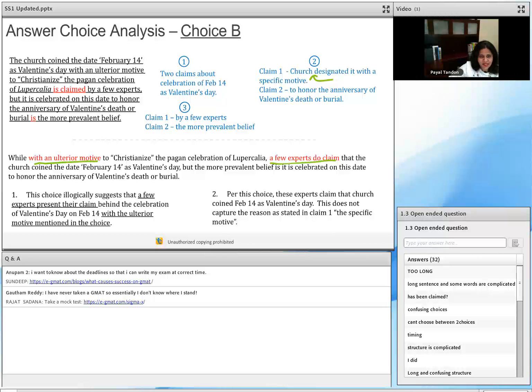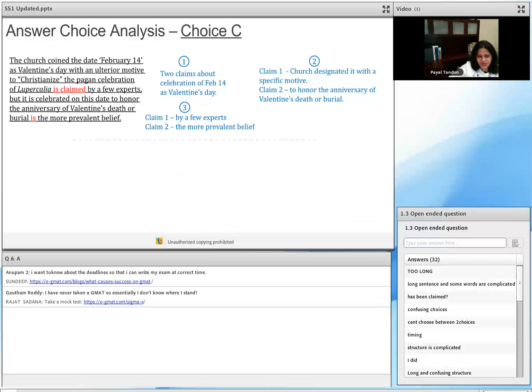The other thing is, a few experts do claim, but the more prevalent belief is it is celebrated. Okay, yeah, this part is fine. These experts claim that the church coined Feb 14th. The specific motive, yeah, so it's the same thing.